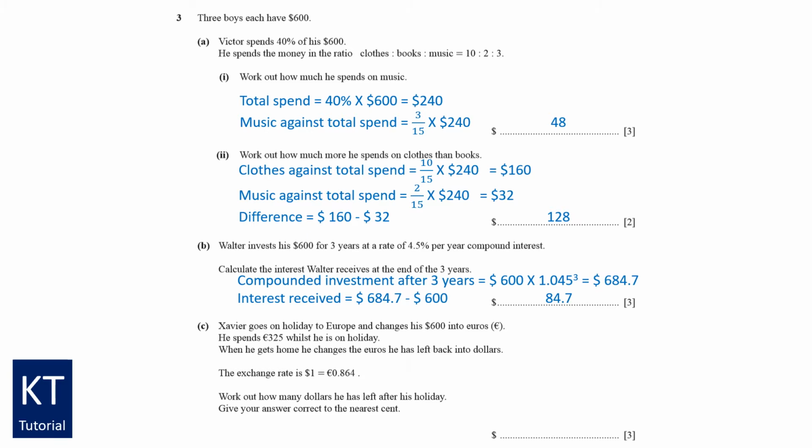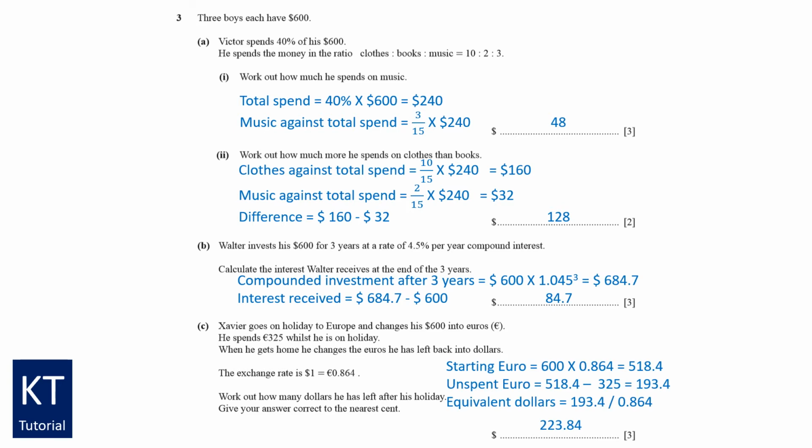Question 3c. Xavier goes on holiday to Europe and changes his $600 into euros. He spends 325 euros whilst he is on holiday. When he gets home, he changes the euros he has left back into dollars. The exchange rate is $1 to 0.864 euro. Work out how many dollars he has left after his holiday. Give your answer correct to the nearest cent.